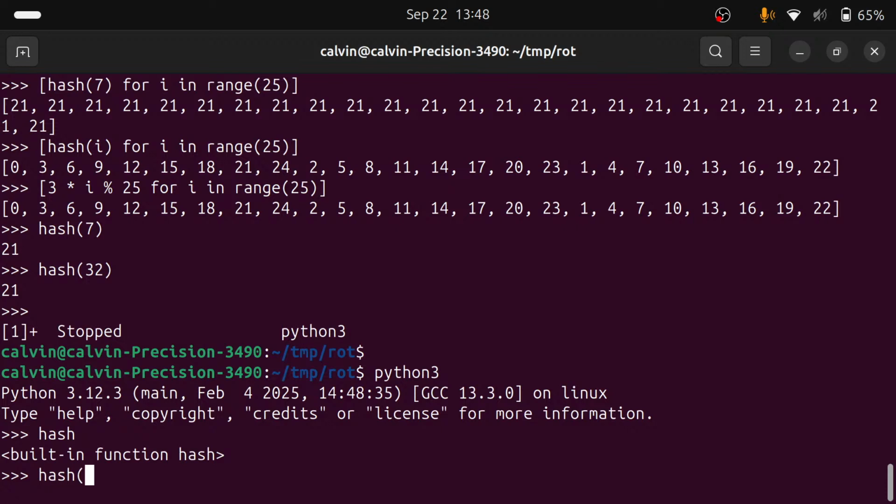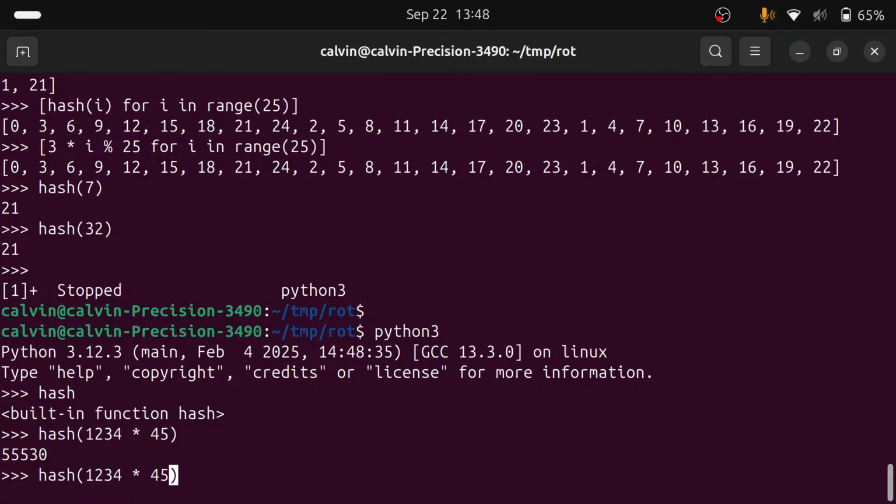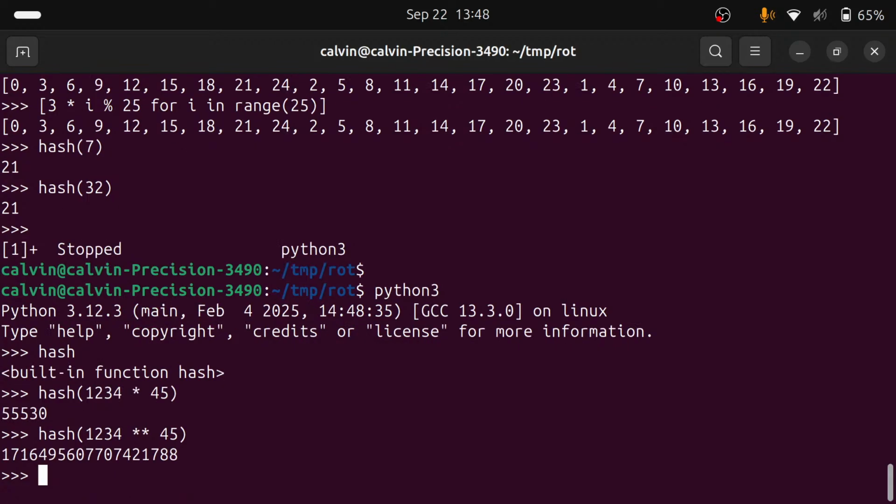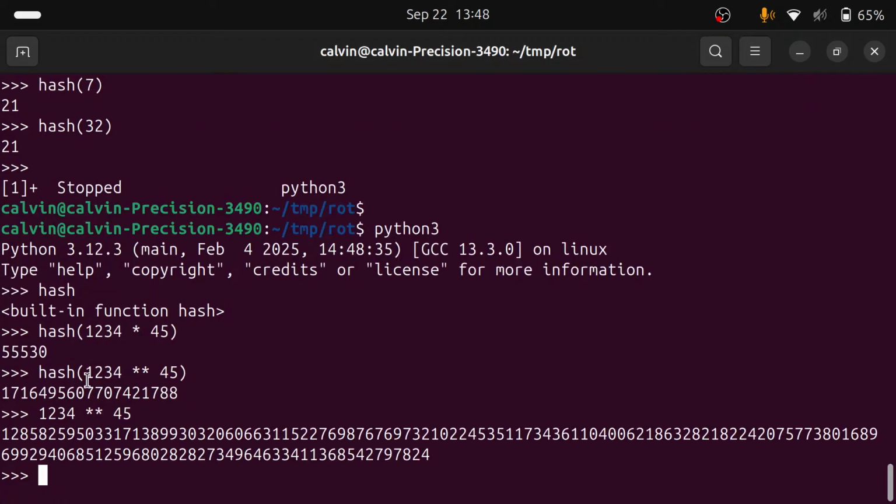Where I said hash of... That's too small. Oh, right, because I meant to do power. So this value hashes to that value, but also this value will hash to itself, I think.